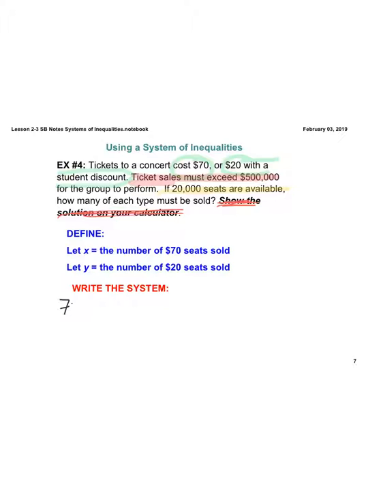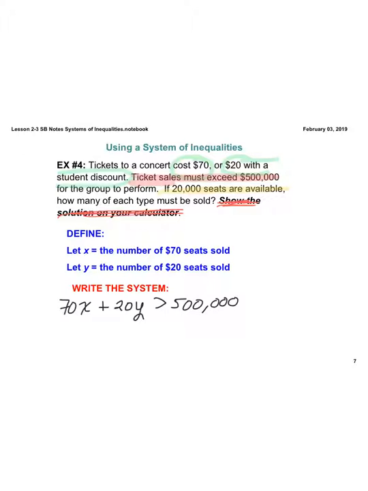So I've got to take $70 and multiply it by the number of seats that I sold at $70. Then I would add to that $20 multiplied by the number of seats that I sold at $20. Then the keyword here is exceed. Exceed means that this value here needs to be bigger than 500. It cannot be equal to, it has to be bigger. So bigger would be a greater than symbol, $500,000.